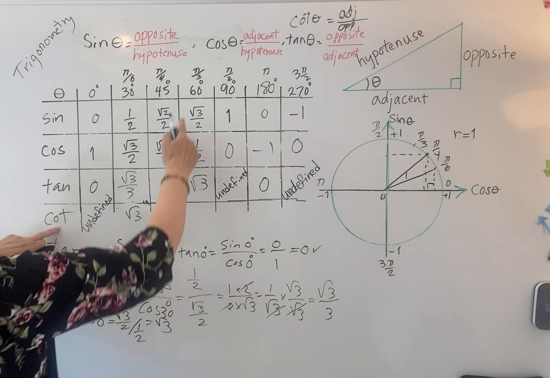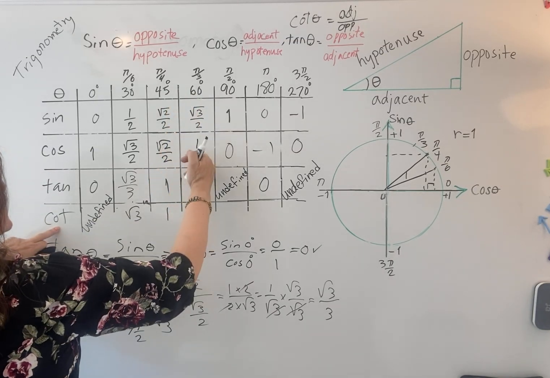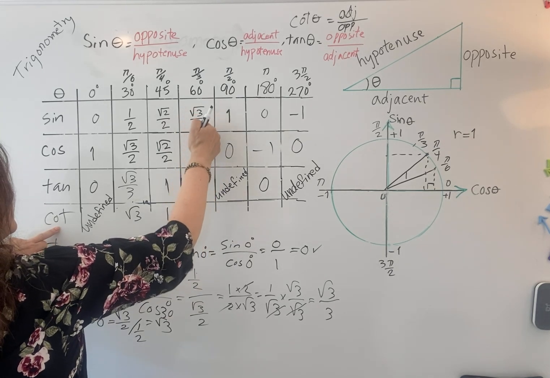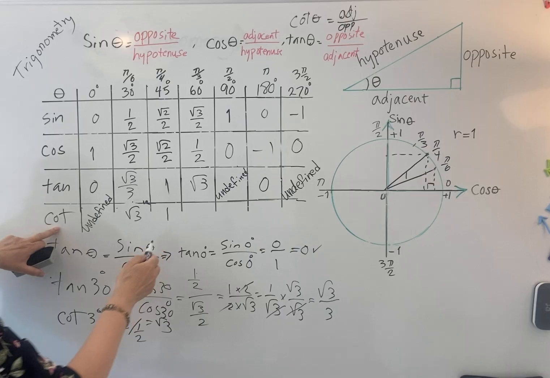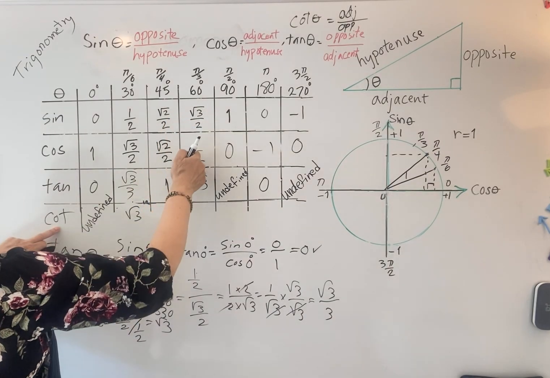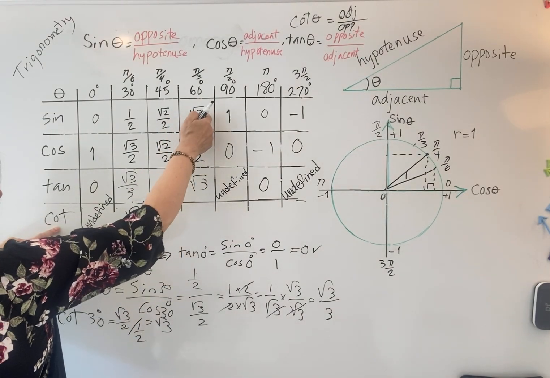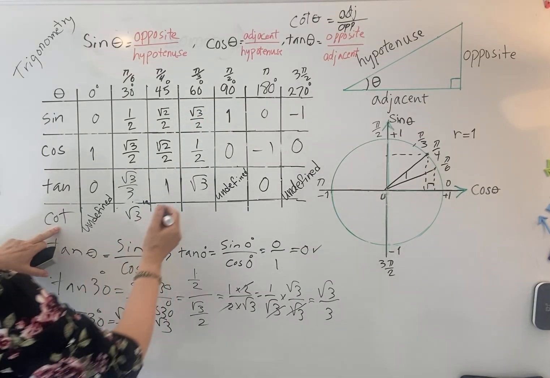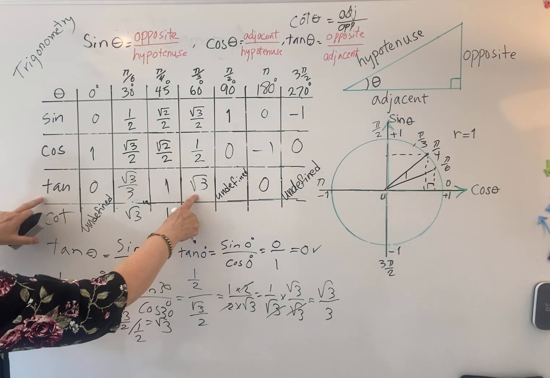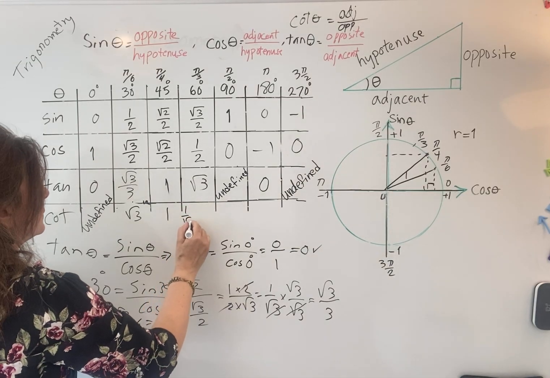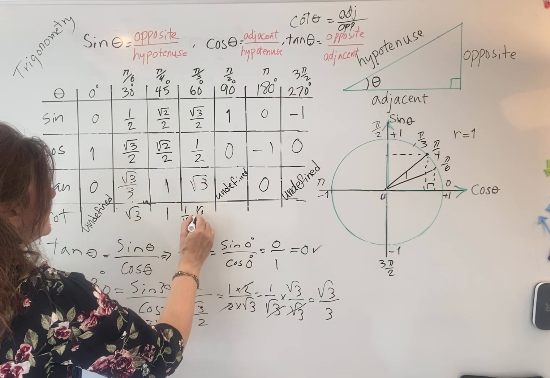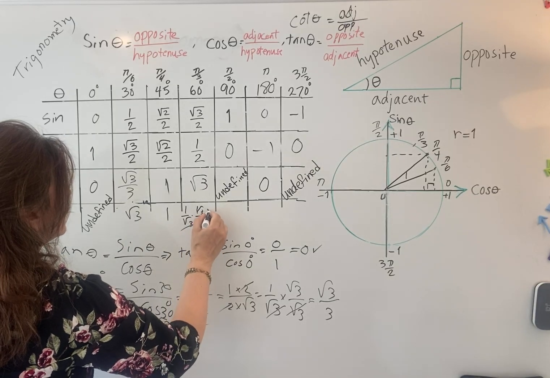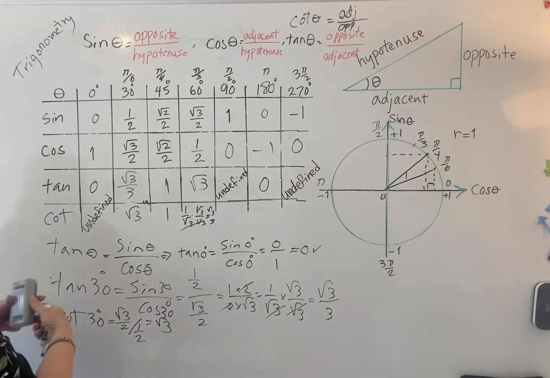Cotangent of 60 degrees. You can say cosine over sine is 1 over 2 divided by root 3 over 2, which gets 1 over root 3. Okay? Or you could say the reciprocal of this one, 1 over root 3. But rationalizing, this is root 3 over 3.